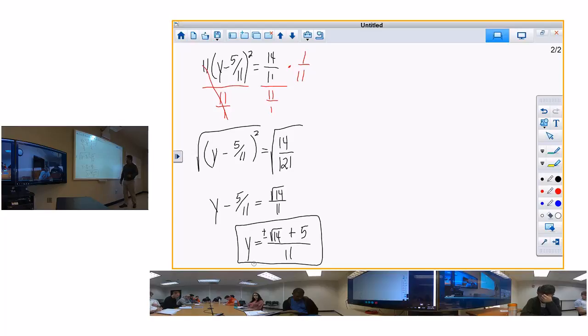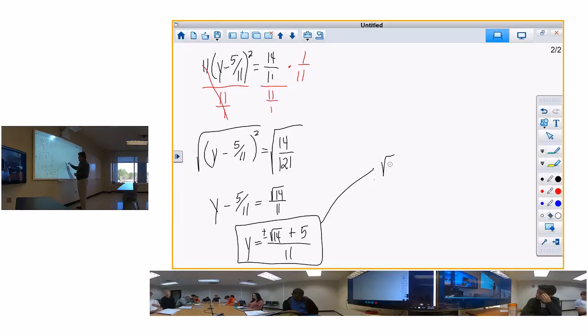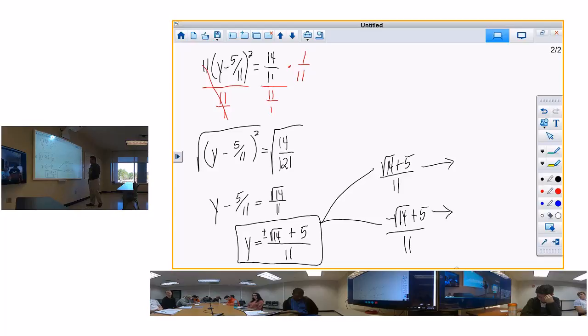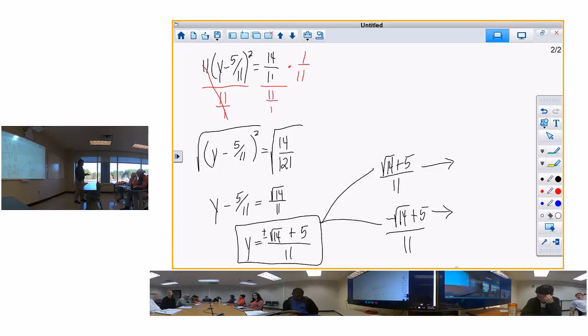So now that can be written as this. Square root of 14 plus 5 over 11, negative square root of 14 plus 5 over 11. It can be written as the square root of 14. Somebody tell me what the square root of 14 is. The square root of 16 is what? 4. So what is the square root of 14? 3.7, 3.8. That's good enough for government work because you're going to be sketching these out anyway.